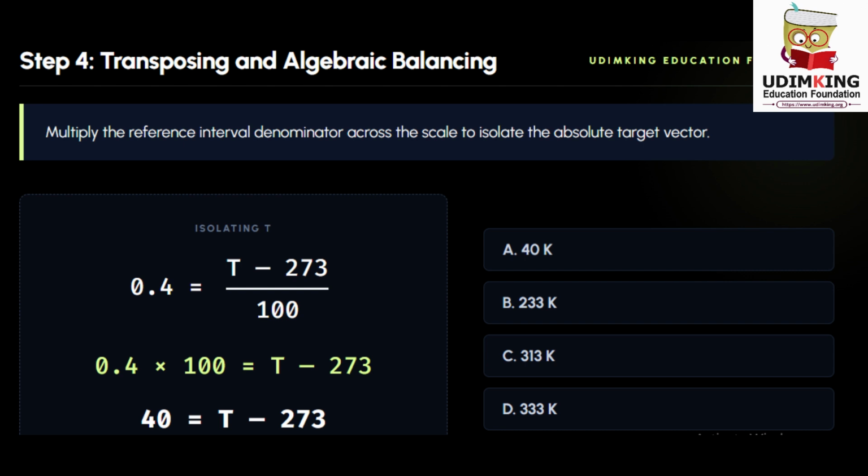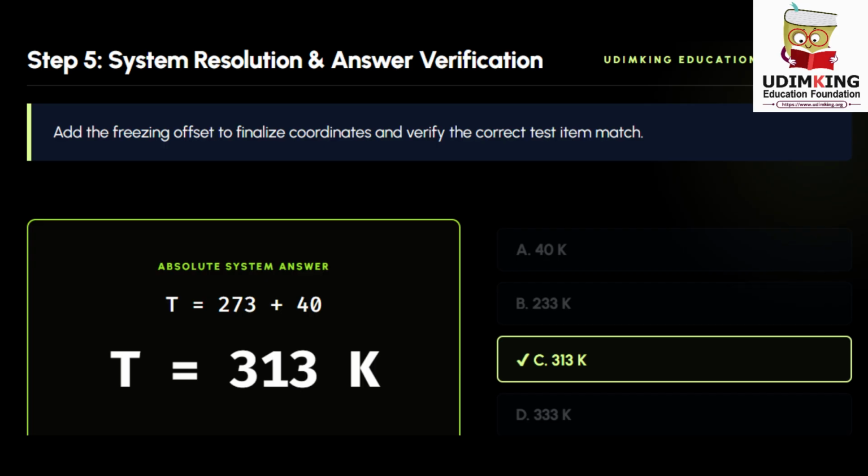Finally, in step 5, to completely isolate T, we pass our freezing offset of 273 to the other side of the balance as an addition. Our final calculation becomes T equals 273 plus 40, which resolves with total mathematical certainty to exactly 313 Kelvin. Checking back against our examination sheet, this result perfectly matches option C. By applying linear interpolation scales, you have verified this solution from basic principles.